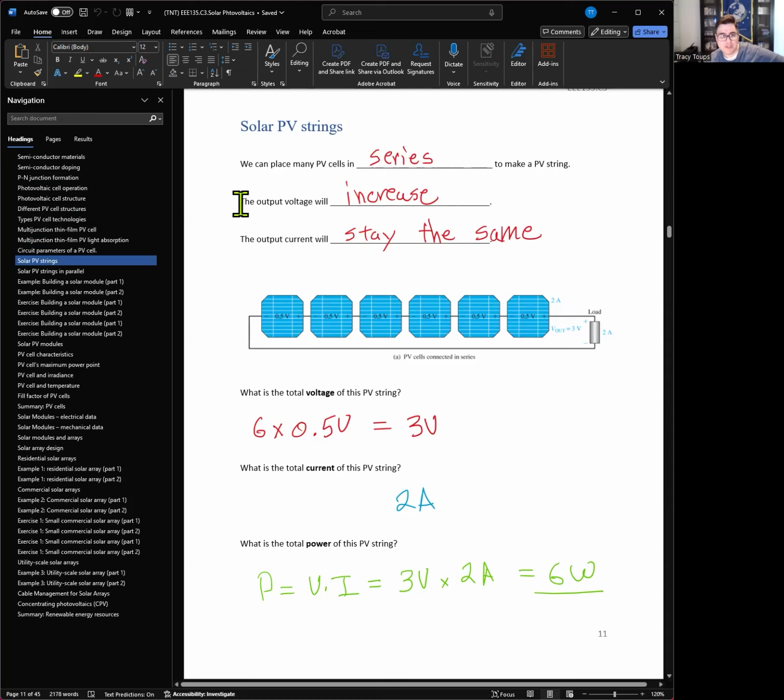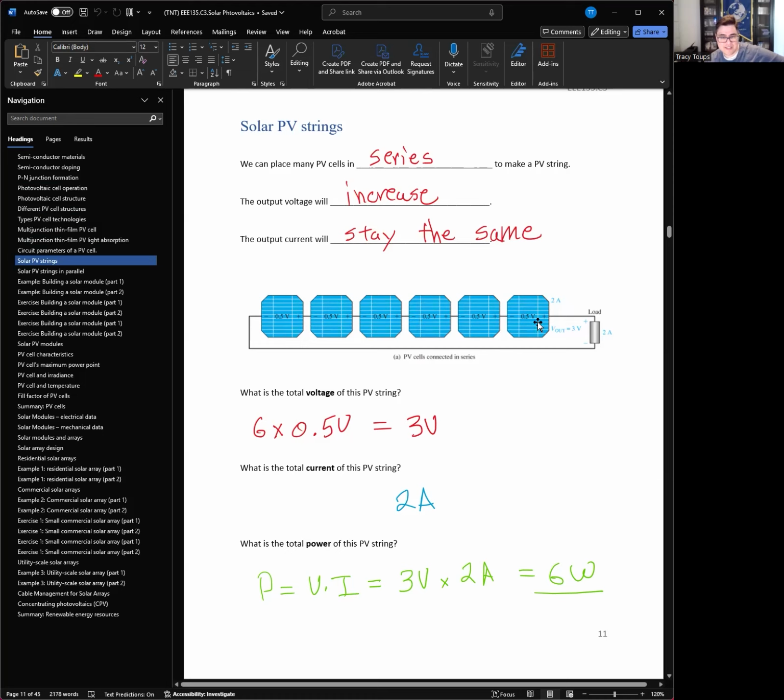Well, you can increase the output voltage. So we can place many PV cells in series, and this is called a PV string. Every time we add more, we're going to increase the voltage. Because remember, things in series add up voltage. Now because it's in series, it's going to share the same current throughout. So the current is going to stay the same. It's not going to increase. So remember, everything in series, current stays the same, voltage increases.